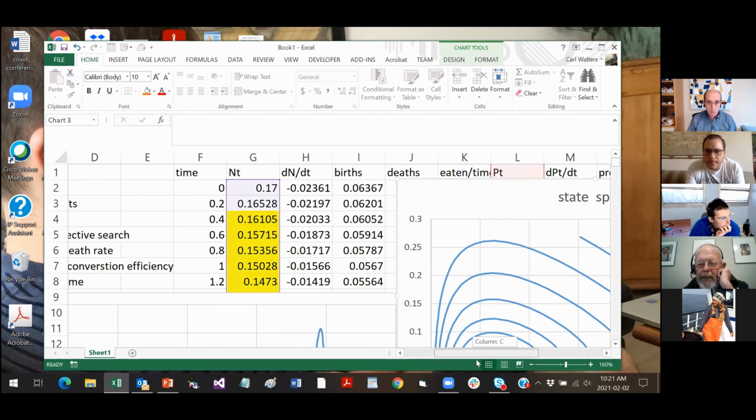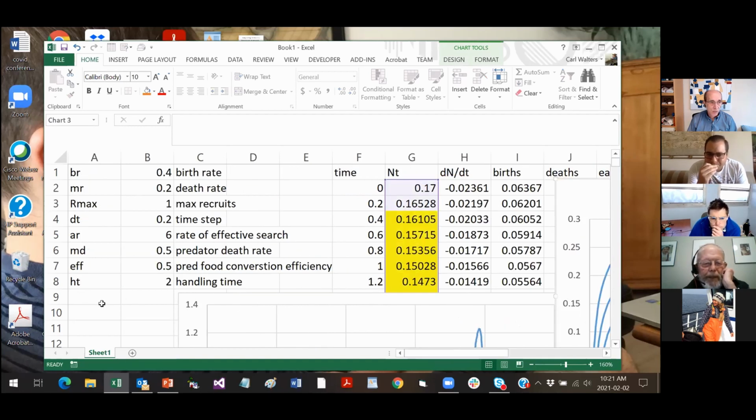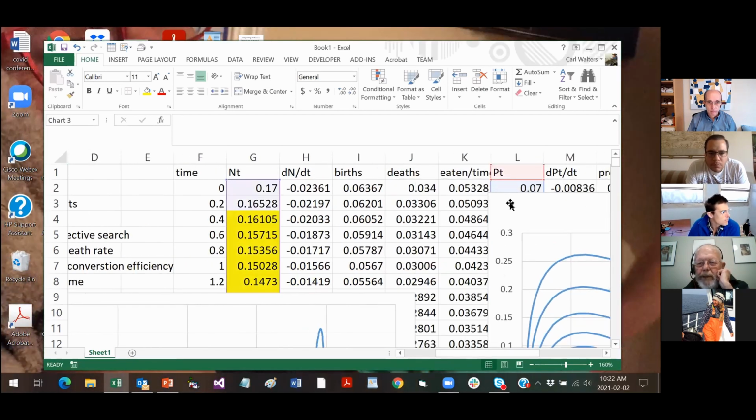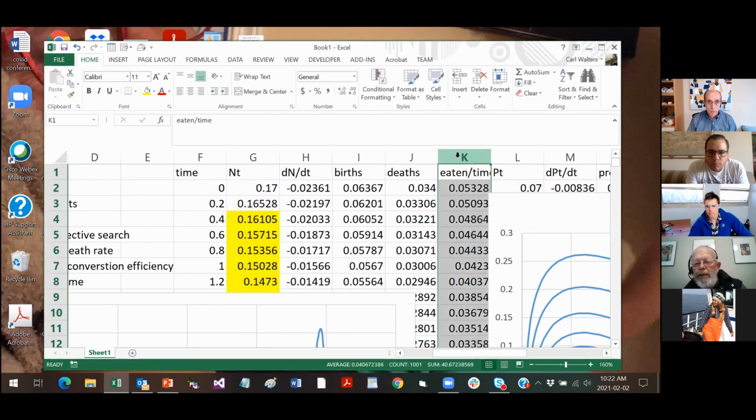Okay. Now I want to make one last complication here. I'm going to put foraging arena theory into the model. And I'm going to do this by inserting a column here.